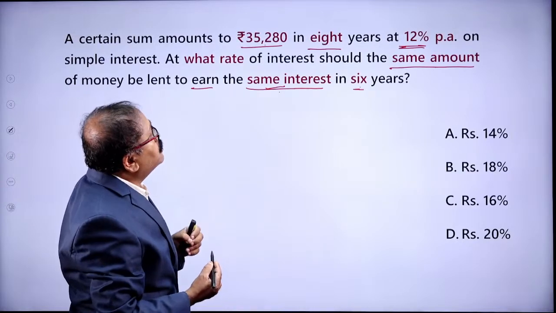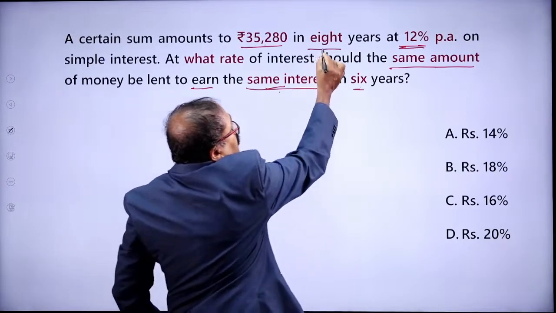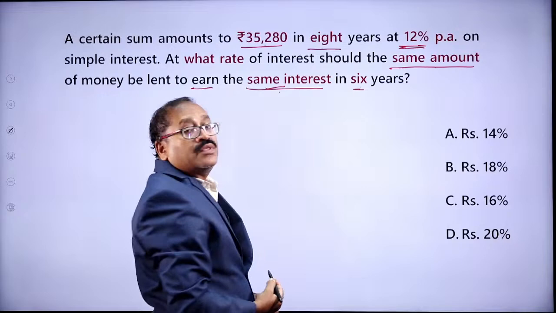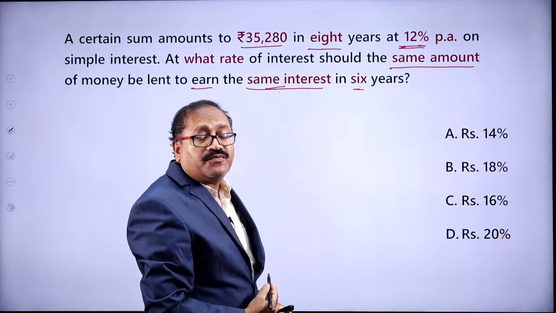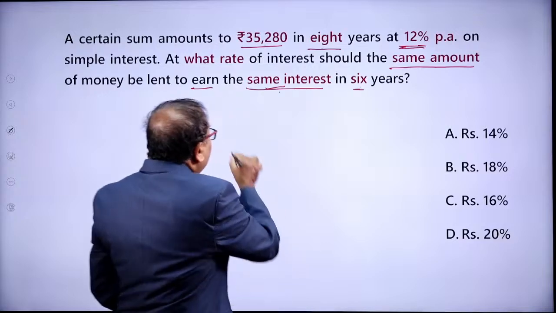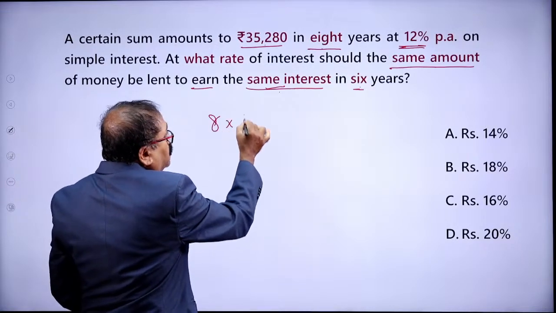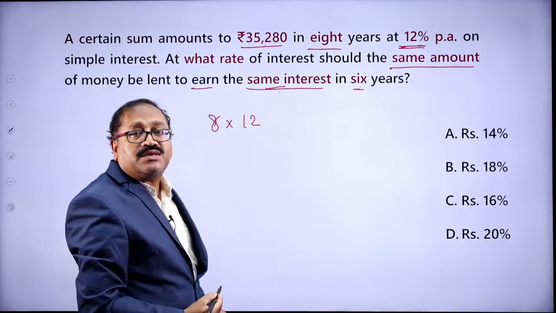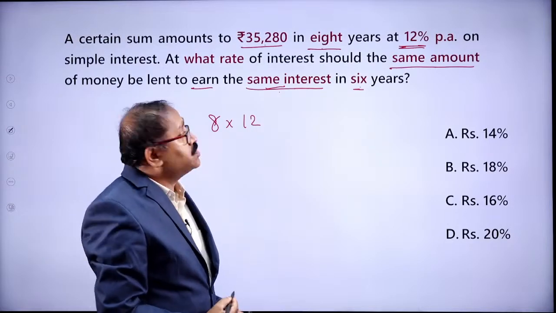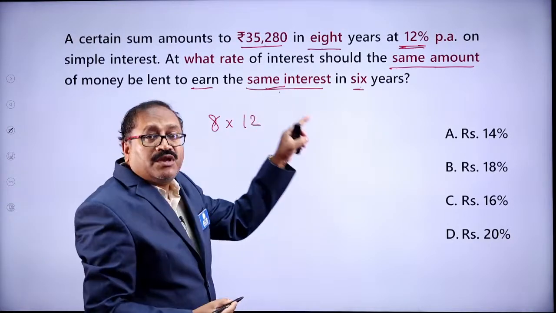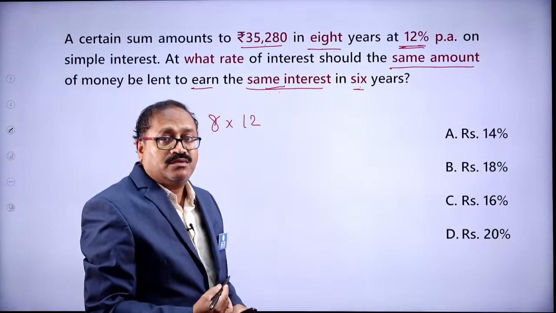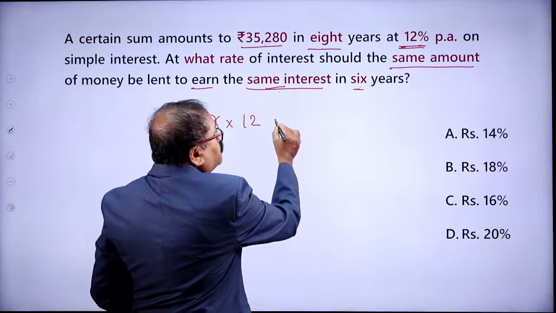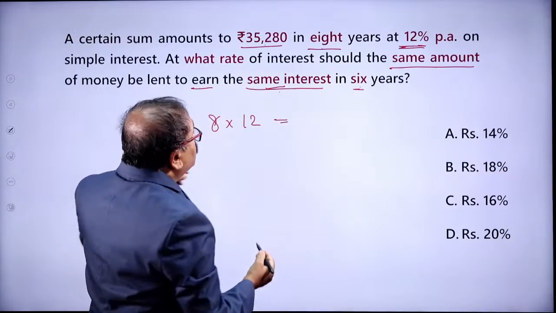Here it is 8 years at 12% rate of interest. That means how much interest are you getting? You are getting an interest of 8 into 12 percent. In the second case also, you should get the same interest. That means the same rate of interest you should get overall. Then overall, what should be the rate of interest? That is what the question is.